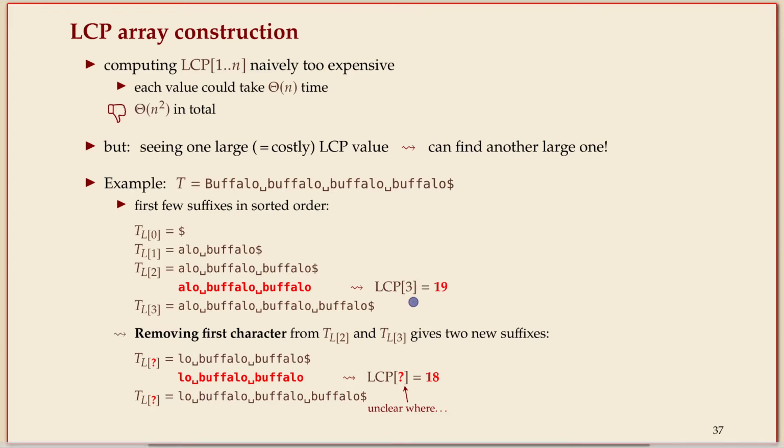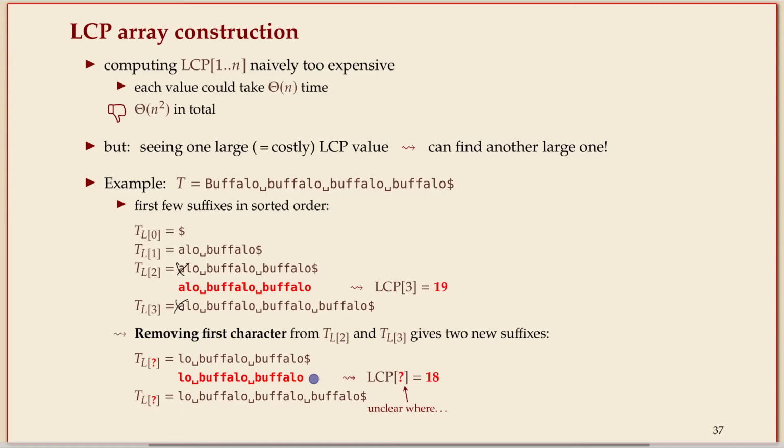But if we have these two really similar strings that start with a long common prefix, and I throw away the first character, the remaining 18 characters are still the same. So somewhere in the suffix array, I have these suffixes where the first character is missing and the rest is the same. And they still have this longest common prefix. It's just one shorter.